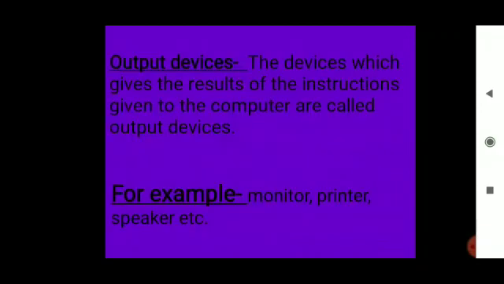Now the second one, output devices. The devices which give the results of the instructions given to the computer are called output devices. After getting the instruction, the computer will do the processing or the work, and after doing the work it will give the result. So all those devices which give the result of the instructions given to the computer are called output devices.